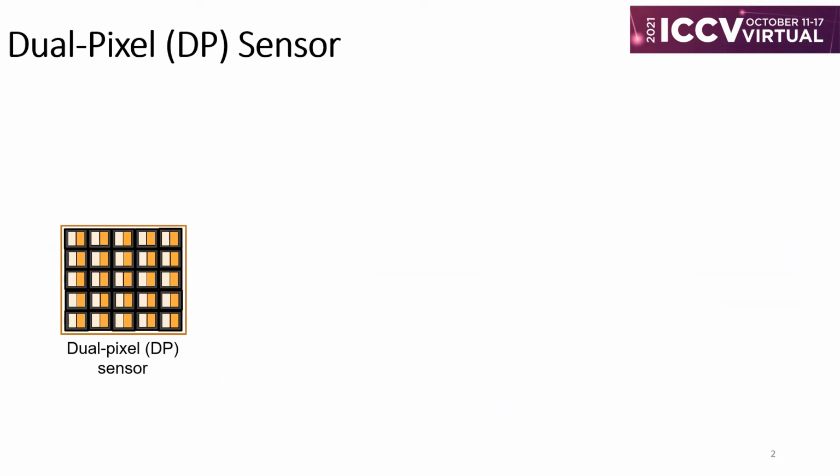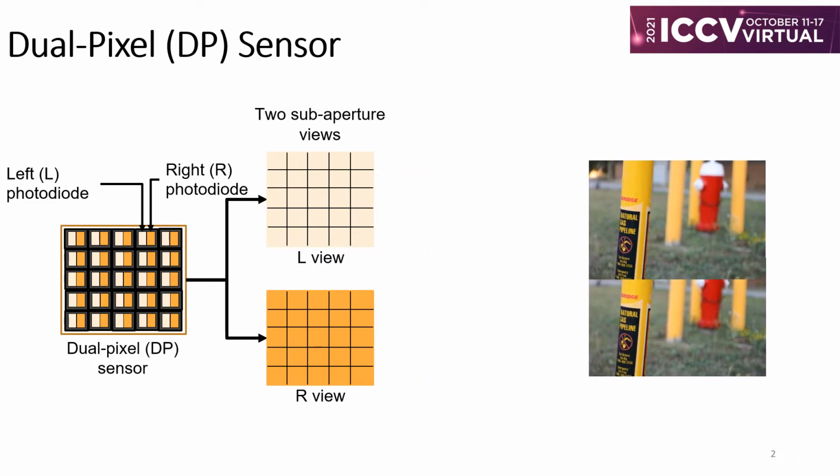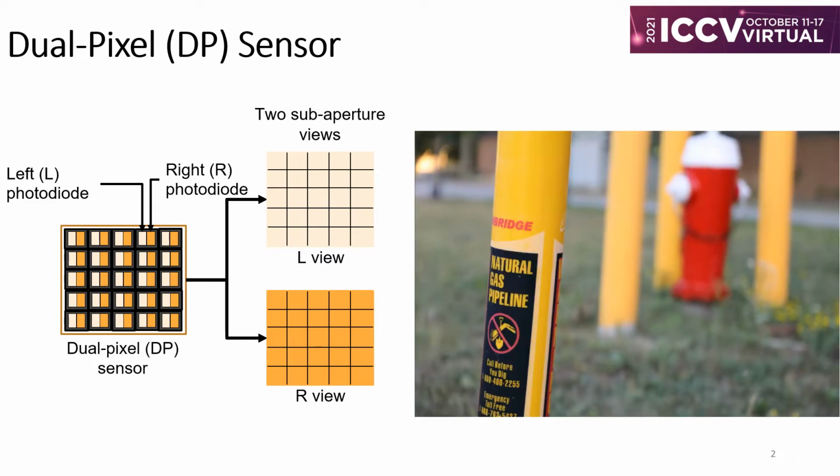Now, I'll start with the Dual-Pixel Sensor, or DP sensor. This sensor provides two photodiodes at each pixel location as shown here. And when subsampling the left and right photodiodes, we get two sub-aperture views at single image capture. These views exhibit a difference that is correlated to the amount of defocus blur.